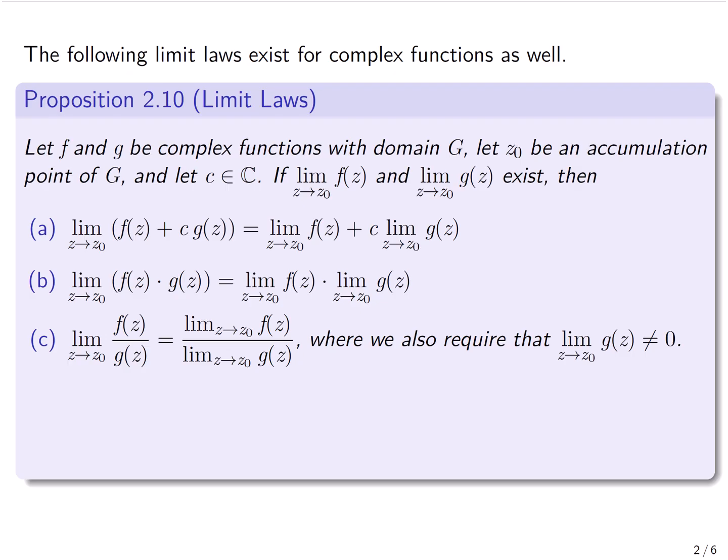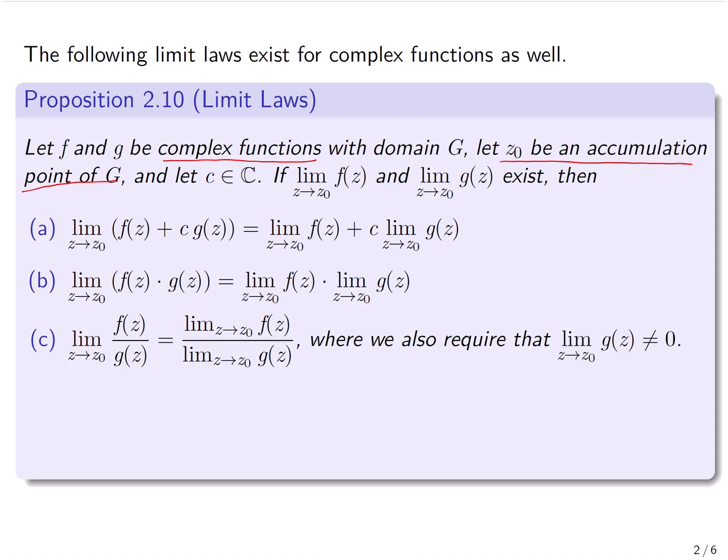Let f and g be complex functions. So we pick two complex functions with the domain G, and let z naught be an accumulation point. We talked about that earlier also. This needs to be an accumulation point, otherwise the implication is going to be vacuously true while there is no such point. So we need to avoid that situation.